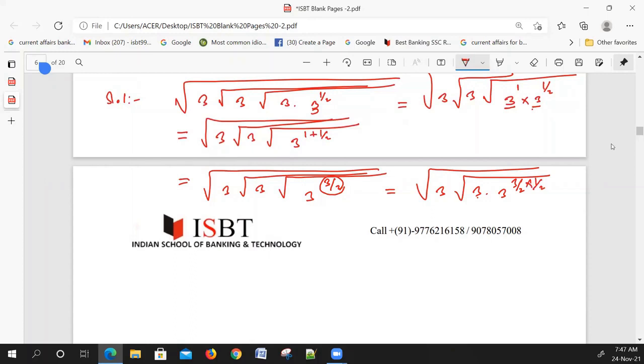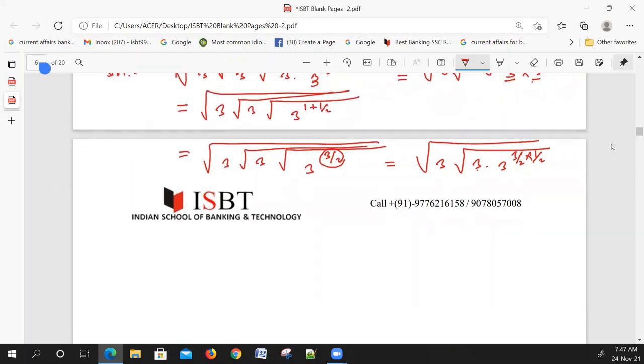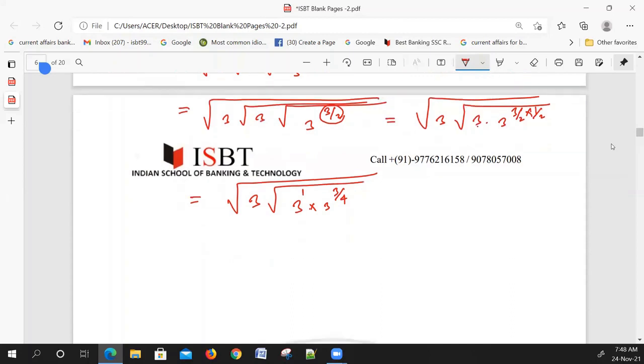Okay, then we can write it √3 under √3. This is 1, हम इसको लिख सकते हैं 3 to the power 3/4. Then we can write under root of 3, then 3 to the power 1 plus 3/4 लिख सकते हैं.